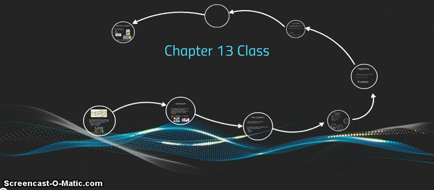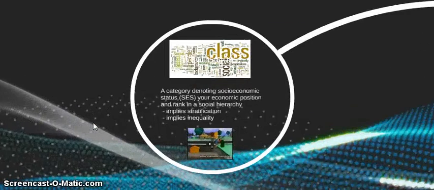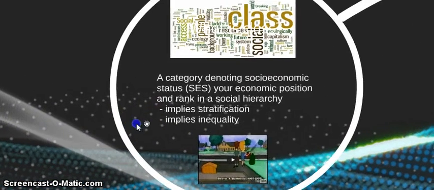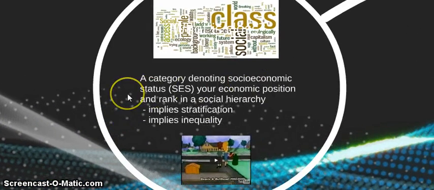When we talk about social class, we're talking about where you fit in the social hierarchy. So we're talking about your socioeconomic status, your economic position and rank within your society. Of course, when we talk about social class, it implies that people are different, that they belong to different classes, and that it's not all equal. So belonging to an upper class, you certainly have more benefits than belonging to a lower class.